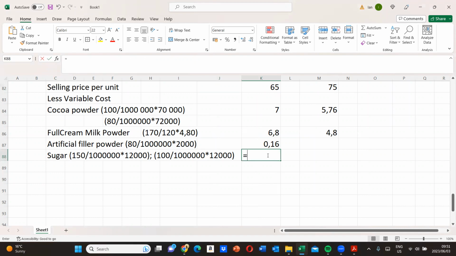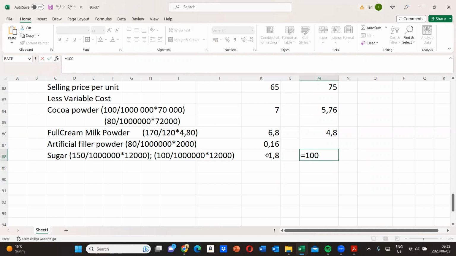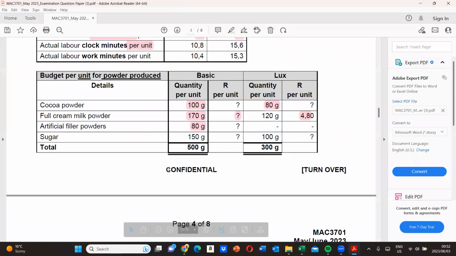So this is how we could have gone about it. 150 divided by 1 million times 4,000. And then here we have 100 divided by 1 million times 12,000. So that takes us there. We're done with the sugar, and then let's proceed to the next one.